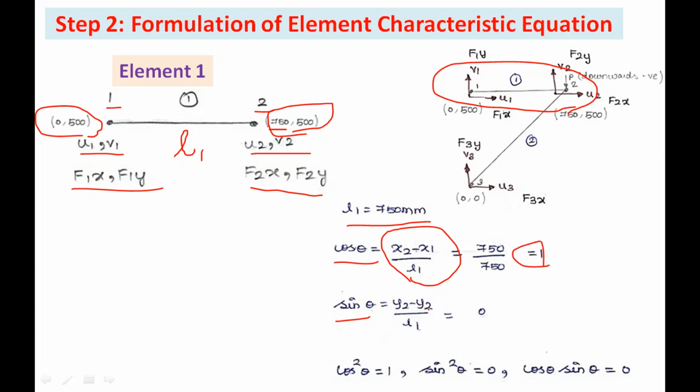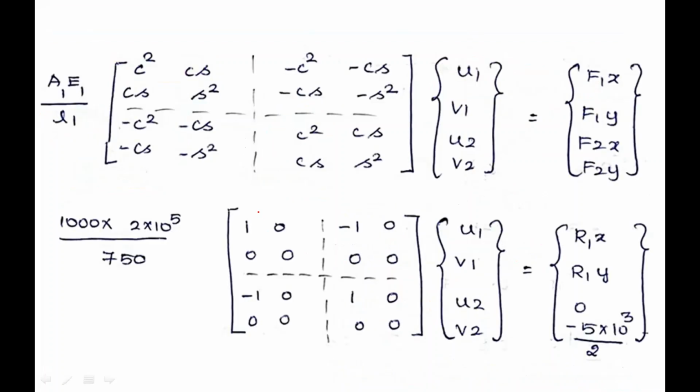And for sin theta, we use y2 minus y1 divided by L1, which is equal to 0. Since the element is horizontal, cos theta and sin theta are 1 and 0. If any truss element is vertical, then you will get cos theta 0, sin theta equal to 1. Cos square theta is 1, sin square theta is 0, cos theta sin theta is 0. After knowing cos theta, sin theta and length L, we can formulate the characteristic equation.